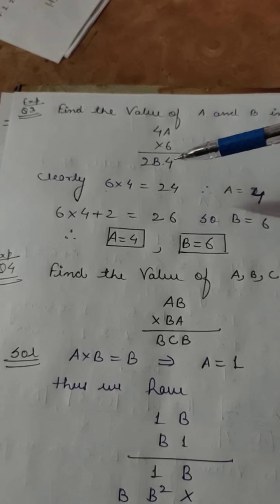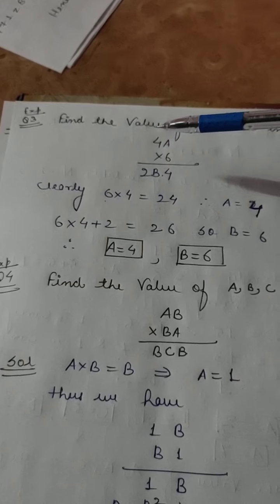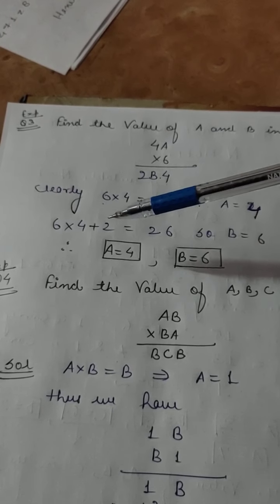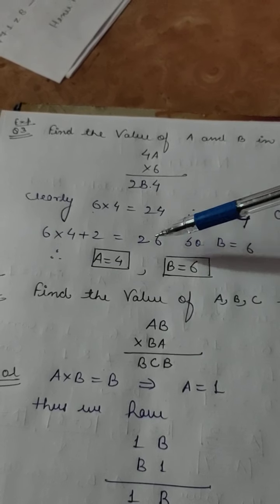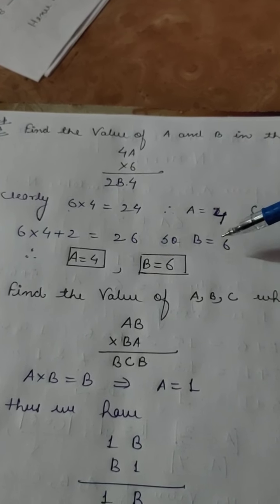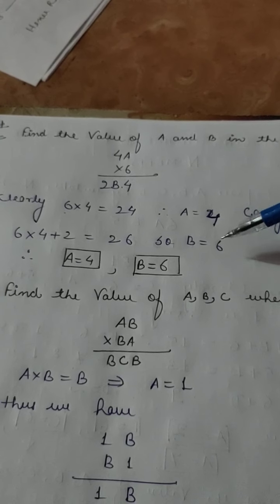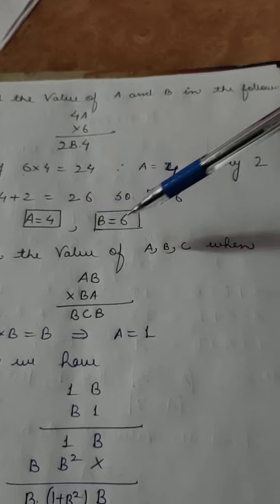And now 6 is multiplied by this 4. 6 4s are 24. And what is the carry? 2. It will be added to the carry. 6 4s are 24. 24 and 2 gives 26. So here what is the value of B? B will have the value 6. So we have found the values of A and B.